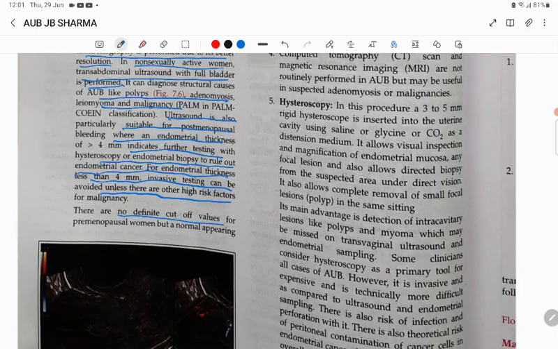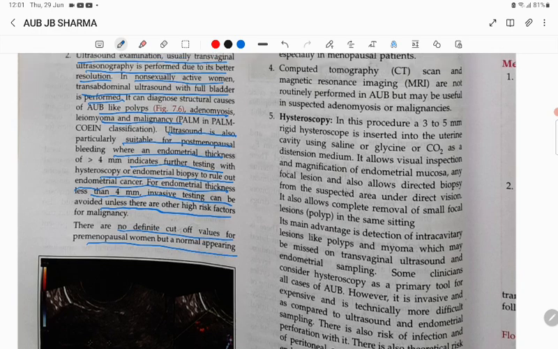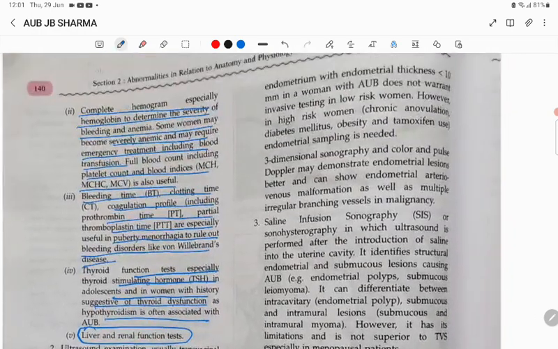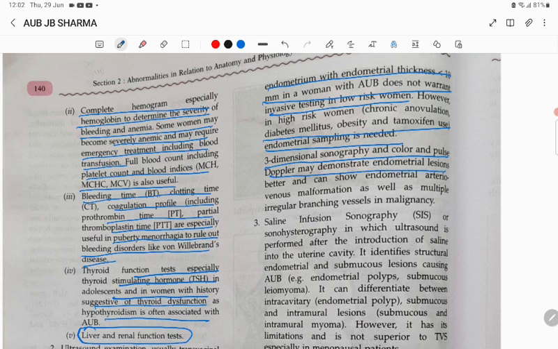There is no definite cutoff available for premenopausal women, but a normal appearing endometrial thickness of less than 10 mm in women with AUB does not warrant invasive testing in low risk women. However, in high risk women, such as those with chronic anovulation, diabetes mellitus, obesity, or tamoxifen use, testing is needed. 3D ultrasonography with color pulse Doppler may demonstrate endometrial lesions better, and can show endometrial arteriovenous malformation as well as multiple irregular branching vessels in malignancy.